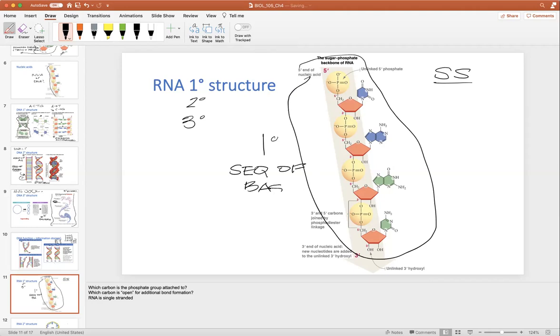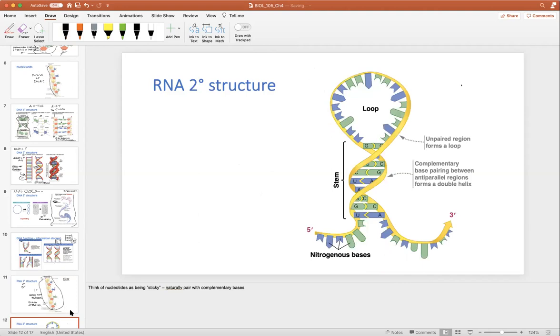And unlike DNA, the primary structure of RNA is single-stranded. All right, but a couple things to notice. Just like with DNA, we have a 5' end and we have a 3' end. Down here is where you could add nucleotides to create a longer chain, all right? So let's look at the secondary structure of RNA.